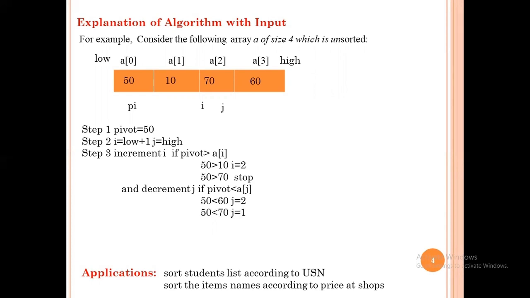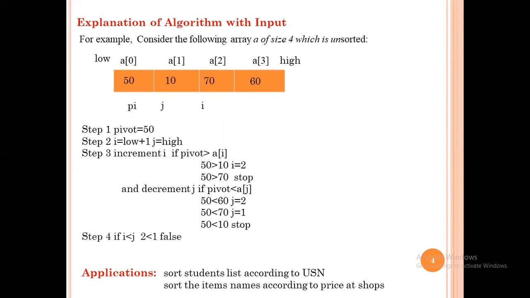Next, once again compare pivot with A[2]. 50 is less than 70. The condition is true, therefore once again decrement j. Now j is pointing to index value 1. Next, once again take the pivot element and compare with A[j]. Here 50 is less than 10, the condition is false. So stop the process.